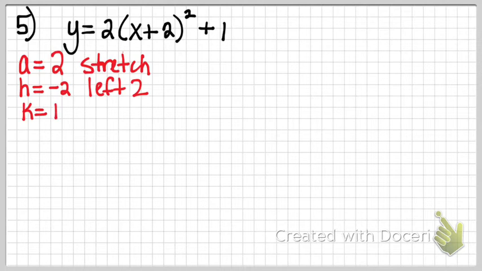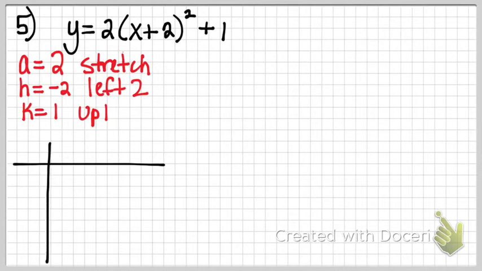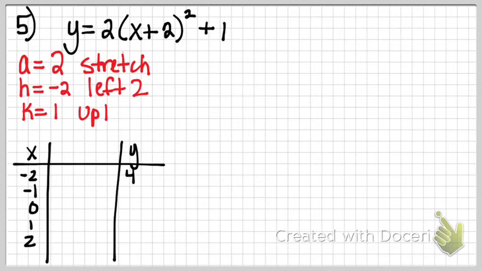K is 1, and what's that going to make the graph do? Up 1. All right, so we got our transformations. Let's go ahead and do our table. So I'm going to put the parent table off to the side. You can make 2 T-charts. You can do whichever way you want to do it.